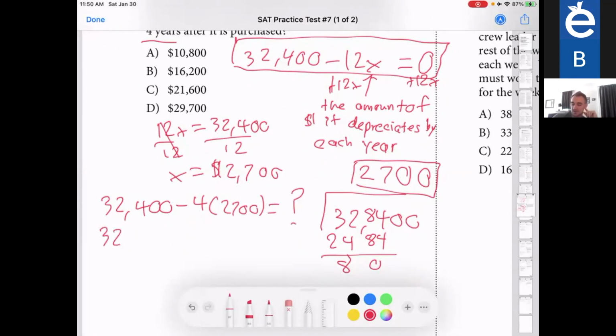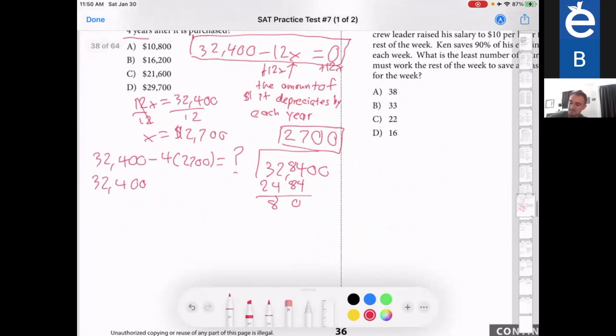So let's do that. $32,400 minus 4 times 2,700, that should be 10,800. Let me just check that. Oh, wait, I'm sorry. This is a non-calculator section. So I'll do it the long way then. 2,700 times 4. I do know 27 times 4: 25 times 4 is 100, and then 2 more times 4 would be 8, so it should be 108. Add 2 zeros. But if I'm going to do this the long way, 4 times 7 is 28. Add 2 here. 2 times 4 is 8, plus that extra 2 gives me 10. 10,800.